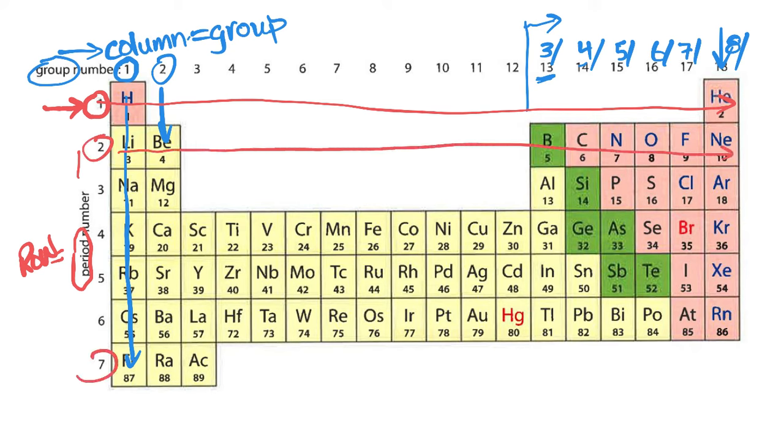Now, when we also take a look at our periodic table, we can see that some of the elements are in yellow, some are in green, and some are in red. All of the elements that are in yellow are metals. Okay, so all of the yellow ones are metals. All of the elements that are listed in red are nonmetals.